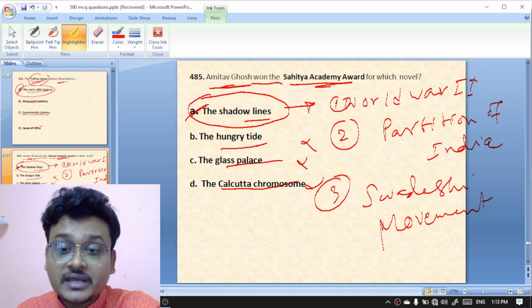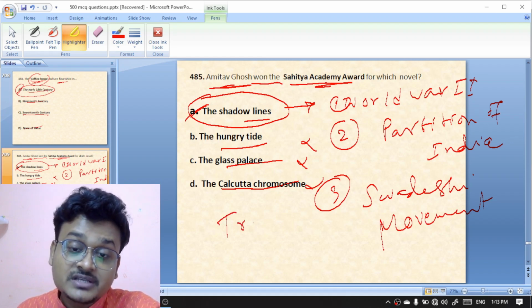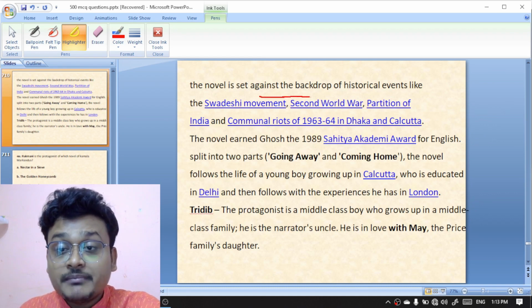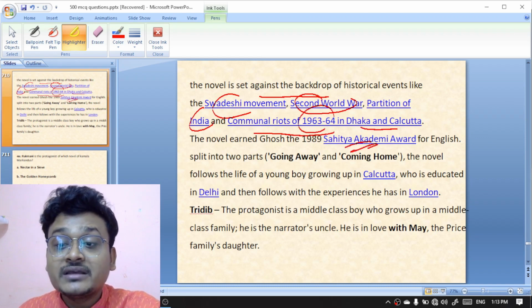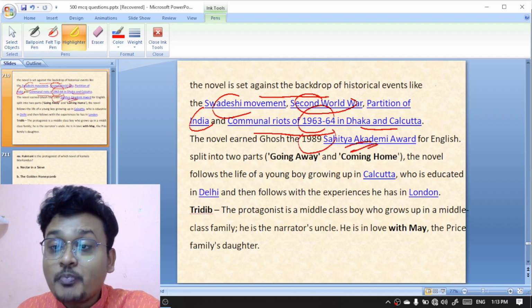Now let's look at this. Here the character Tridip appears. The novel is set against the backdrop of the Swadeshi movement, the Second World War, the partition of India, and the communal riots of 1963 in Dhaka and Calcutta. It won him the Sahitya Akademi Award in the year 1989. And it has two parts.